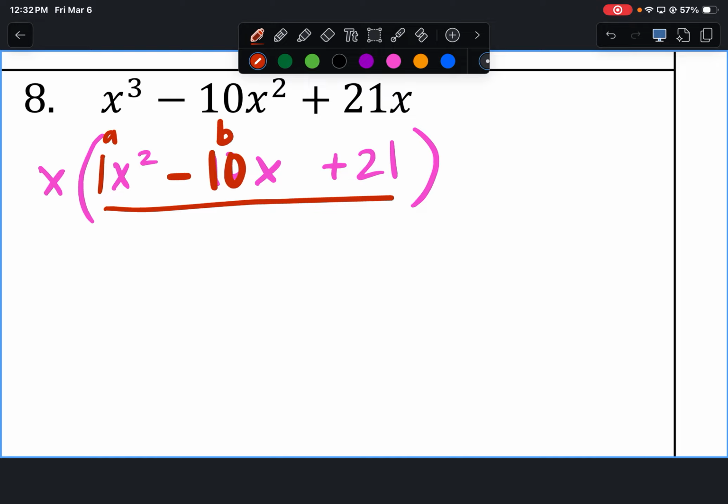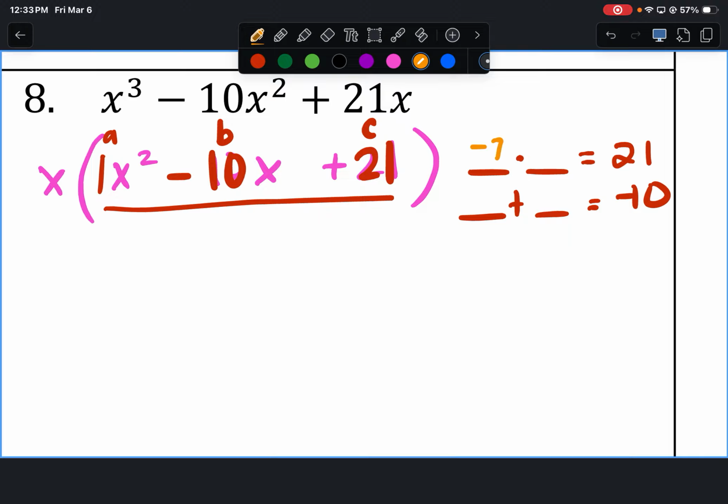What is our C? Okay, so from here we have to figure out what multiplies to give us, what is A times C? 21. And we have to figure out what adds to give us, what is our B? What multiplies to give us 21, but adds to give us -10? -7, -7, -3.